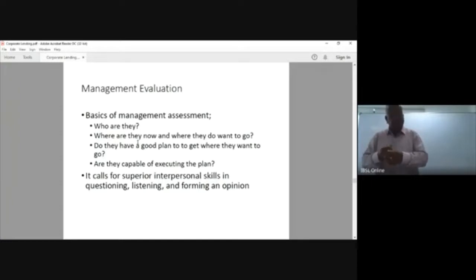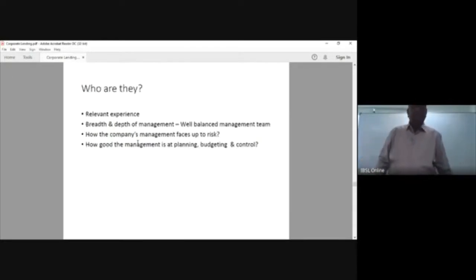To find out the basic management assessment: who are they? Where are they now? And where do they want to go? Do they have a good plan to get where they want to go? Are they capable of executing the plan? So now, who are they? Relevant experience, and breadth and depth of the management. Breadth and depth of the well-balanced management team.